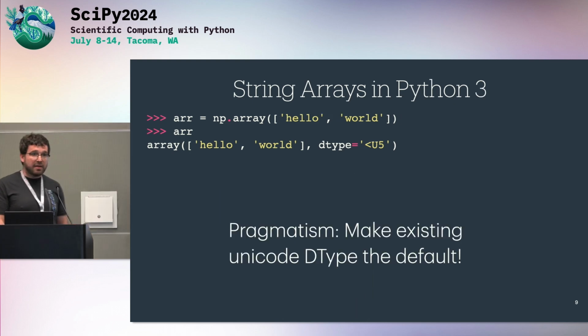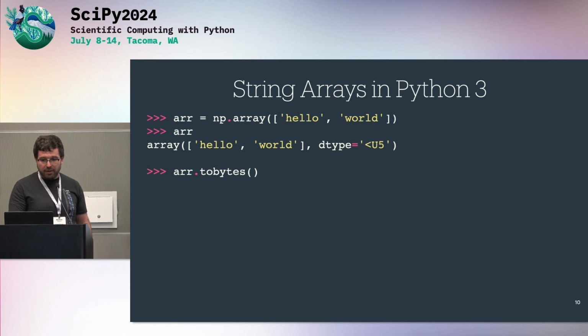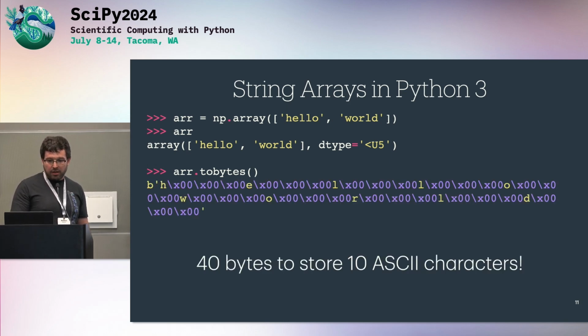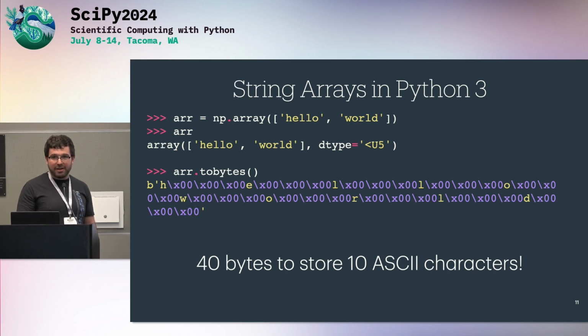In Python 3, they just decided to go ahead and make that the default because Python 3 strings are Unicode strings. And that's the pragmatic, easy decision, but I'm going to argue that was a bad decision. And here's why. If we look at what are the bytes that are actually in the array, like I said earlier, each character is 4 bytes, but these are all ASCII characters, so it only really needs 1 byte. So there's a bunch of zeros in this array that are just kind of wasted. You're using 4 times as much memory to store the array as you really need.